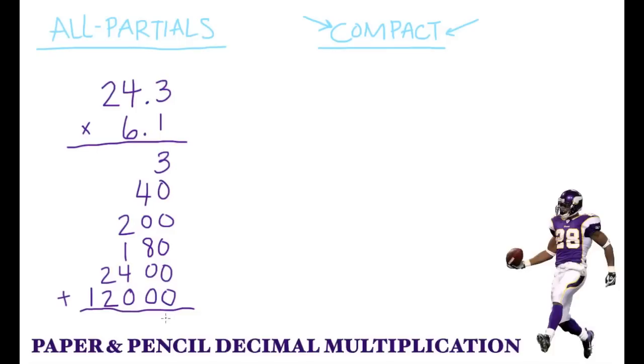3 plus all these zeros is still just 3. 4 plus 8 is 12. I'm skipping over the zeros. 12, I put down the 2 and carry the 1. 1 plus 2 is 3, plus 1 is 4, plus 4 is 8. 2 plus 2 is 4, and 1 plus nothing is 1.